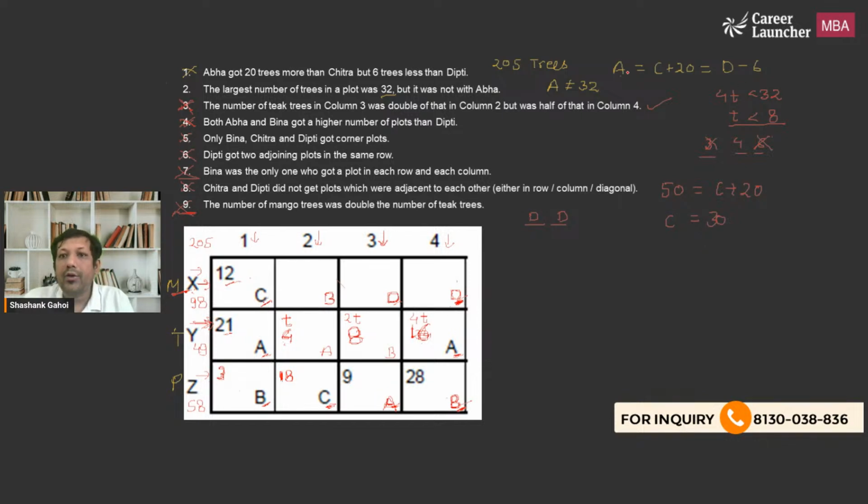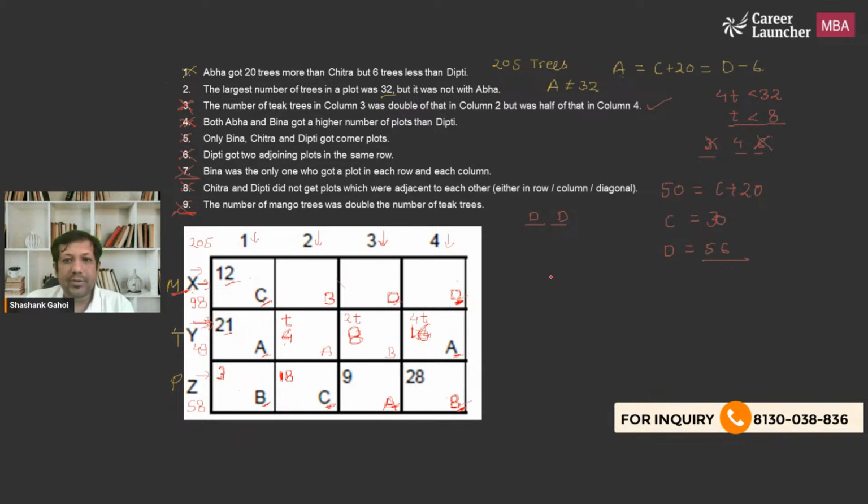Now A is equal to D minus 6. So A is 50, so D comes out to be 56. So I got the arrangement for D as well. Now we have to figure out the number of trees with B.